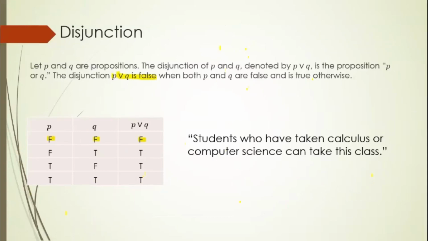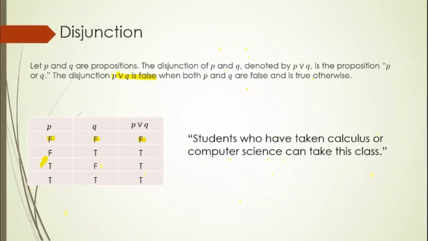Okay, so we have here a statement. Students who have taken calculus or computer science class can take this class. So let us assume that the statement is true, both true. So how can we make this statement false? So first, true, false. Students who have taken calculus but not computer science can take this class.